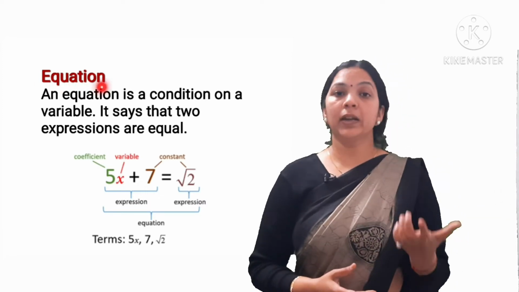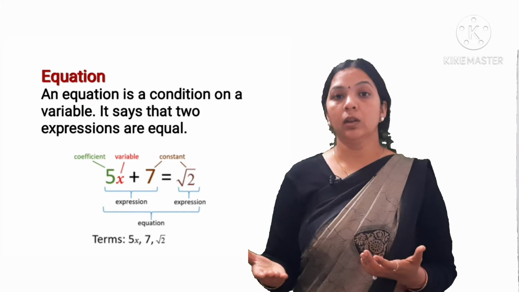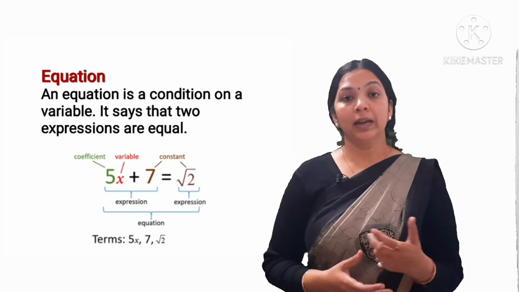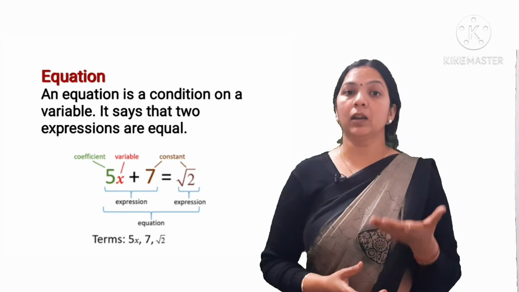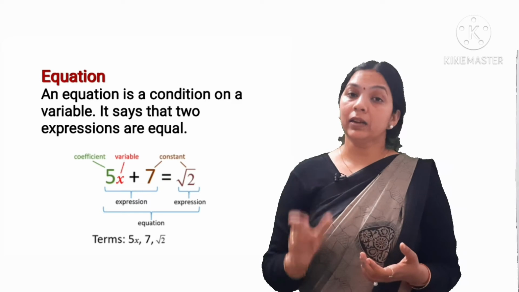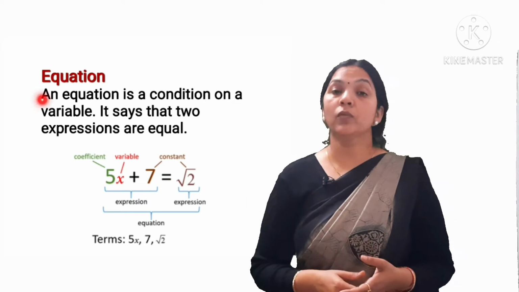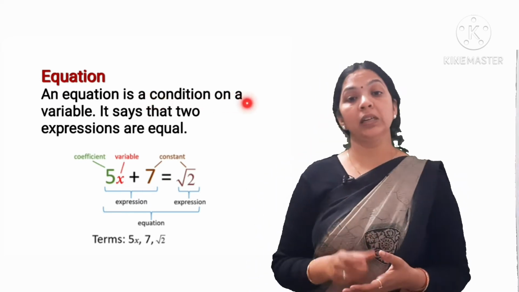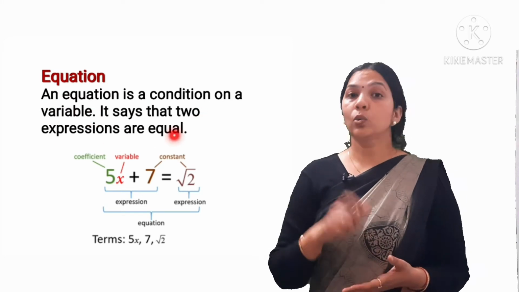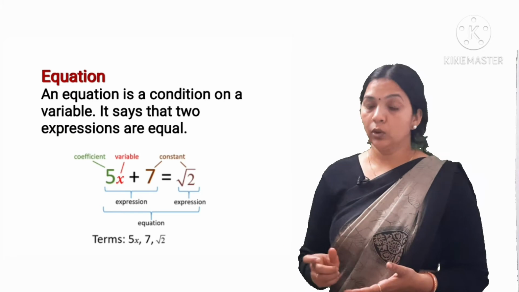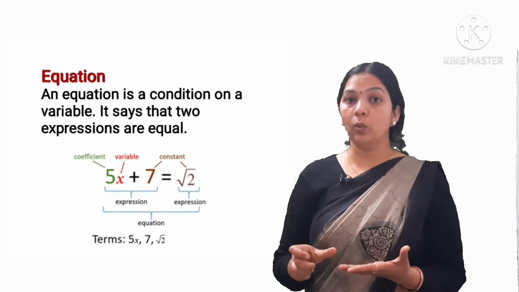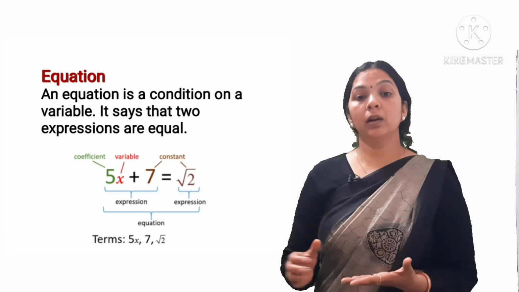Now an algebraic expression and an algebraic equation both seem to be the same, but the minor difference between them is that when we use the symbol of equal in an algebraic expression, then it becomes an equation. So we can say that an equation is a condition on a variable. It says that two expressions are equal.